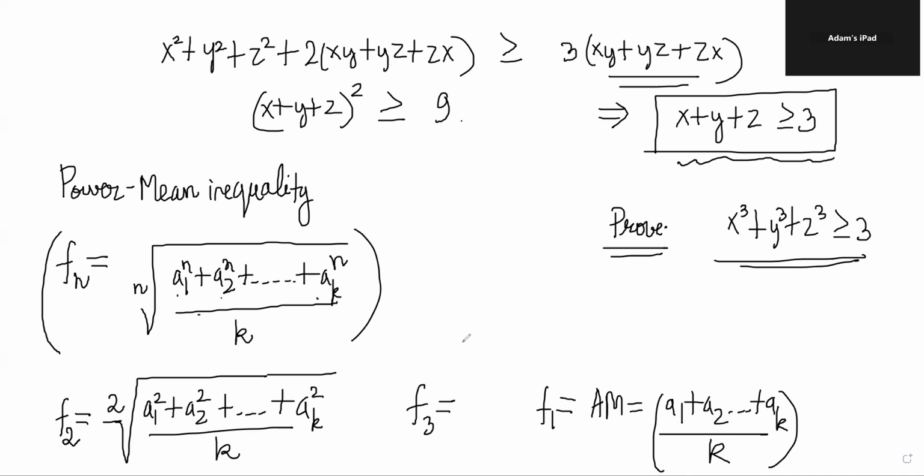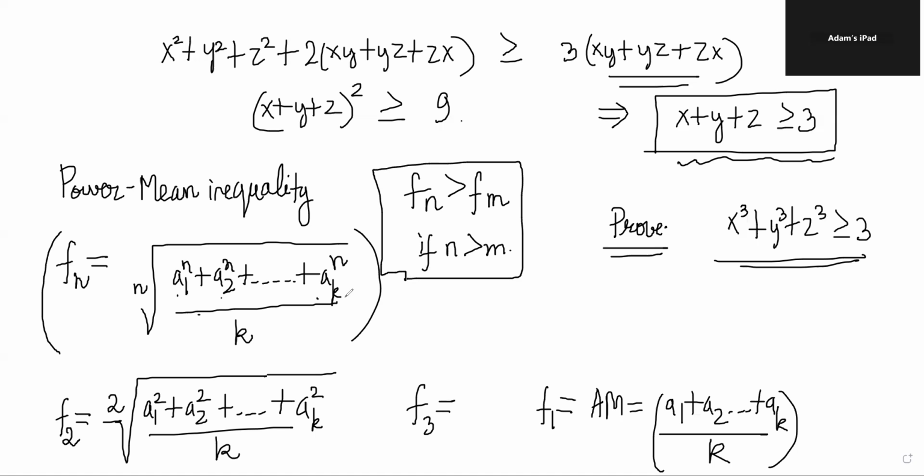The inequality says that Fn is greater than Fm if n is greater than m. So the higher the power mean you are taking, it is bigger than the lower power mean. You can check out the online proofs for it. There are many proofs for it, but you can easily verify it for small cases. And right now what we'll do is we'll use this inequality because now we can do F3 greater than F1, something like that, right?